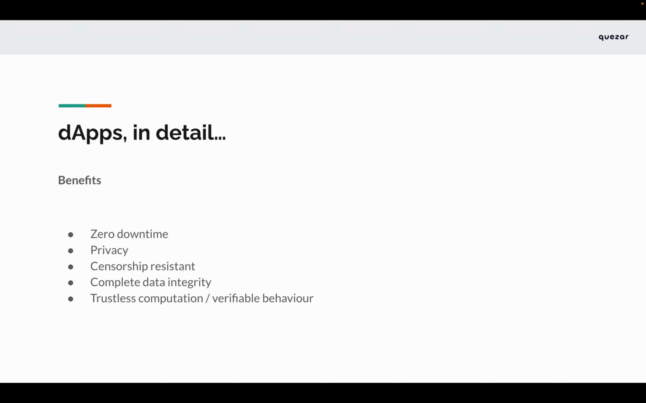So dApps have zero downtime, which means that once the smart contract is deployed on the blockchain, the network as a whole will always be able to serve clients looking to interact with the contract. Any malicious actor, therefore, cannot launch denial of service attacks targeted towards individual dApps. Now, that is a benefit mostly in theory because it really depends on the underlying blockchain network. For example, the Solana network is down often, so you are not able to access dApps, or the cost to access the dApp is very high.